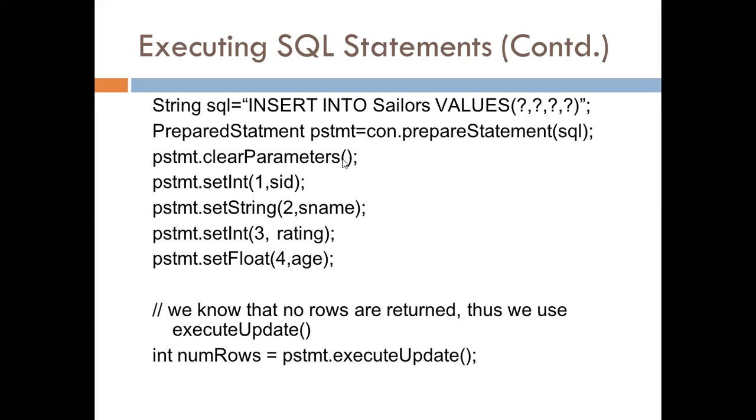So preparedStatement dot clearParameters. Initially, if we have some default values in the variables, we'll just clear them off. Then we'll keep on setting. Set integer 1 comma SID. So now parameter 1 is fixed. The second parameter is a string, so we'll pass set string 2 sname. Third parameter is an integer, set int rating, set float 4. So this 1, 2, 3, 4, whatever we have, they will be injected into these question marks.